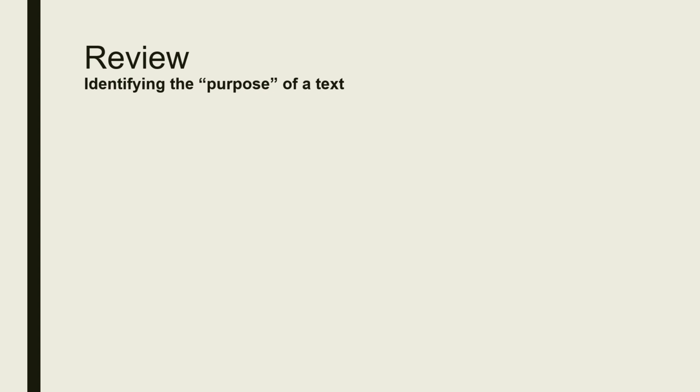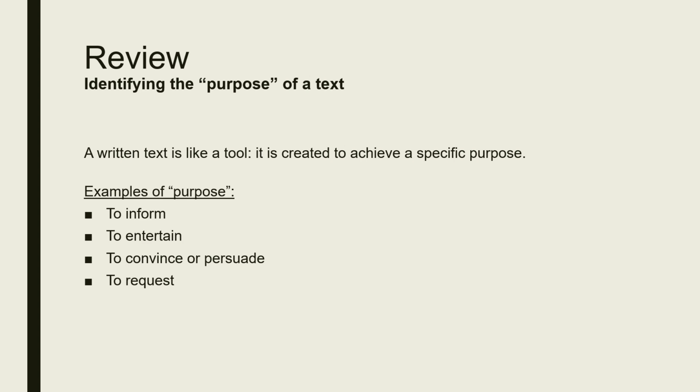Now let's review how to identify the purpose of a text. A written text is like a tool. It is created to achieve a specific purpose. Some examples of purpose are to inform, to entertain, to convince or persuade, or to request.